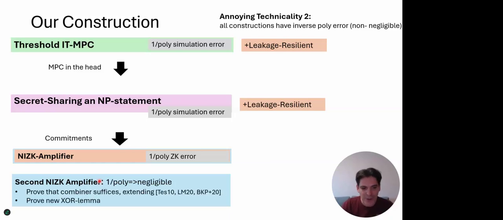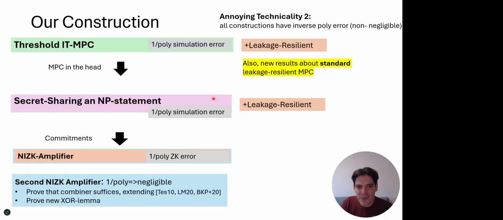For this, we show that actually a combiner suffices. When the error is so small, you can just use a combiner. This has already been observed in other contexts, and we extend this phenomenon to this setting. To prove this theorem, we'll have to prove a new variant of the XOR lemma. I will not have time to talk about all these steps. Please take a look at the paper.